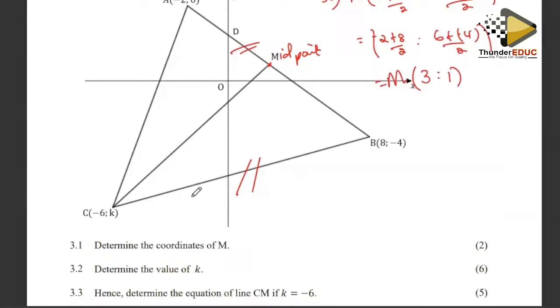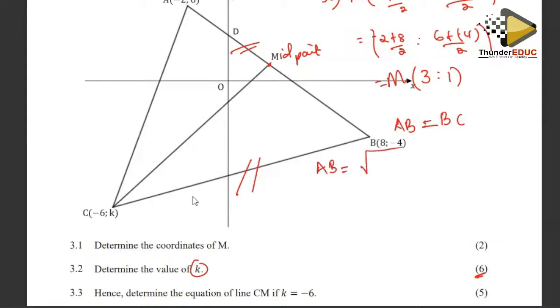And then 3.2, they want us to get the value of K. How many marks? 6 marks. What are we going to do? Are we going to use the distance formula? I think that's going to be the only reasonable thing, since they told us that AB is the same as BC. So you can get the distance of AB and then equate it to the distance of BC. Won't this give us a quadratic? But there's nothing we can do since we're focusing on the 6 marks.